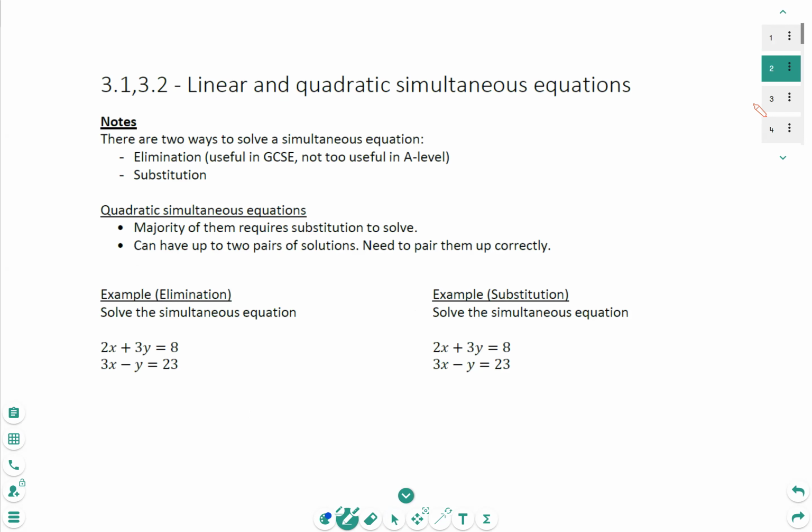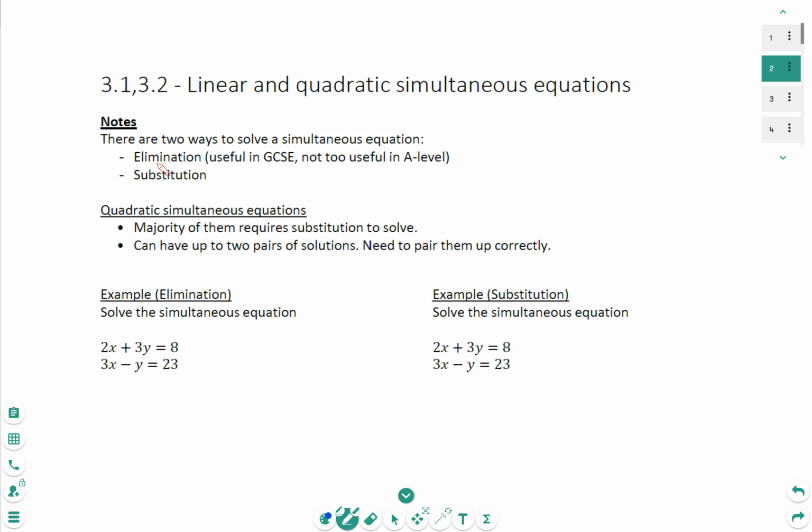If you have your calculator, get it ready because we're going to need it. First off, there are two ways to solve a simultaneous equation. The first way is by elimination, quite useful in GCSE, but not useful in A-level. And the other one is by substitution. Elimination is where you do the column method and cancel out one variable. Substitution is where you make one variable the subject and then substitute into the other one. So elimination is not too useful.